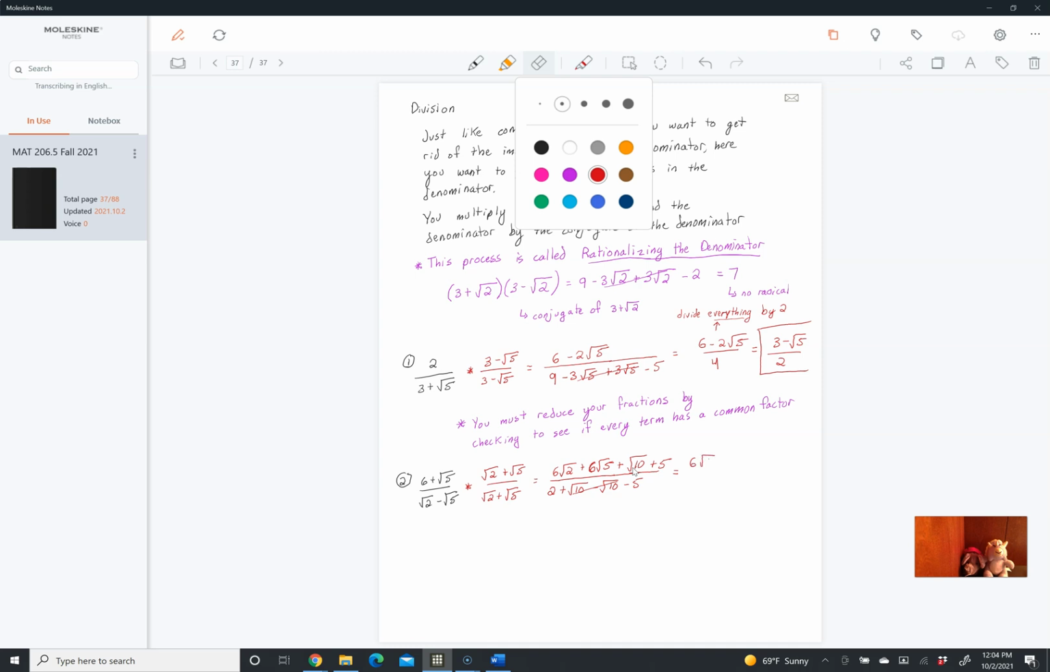It's 6 root 2 plus 6 root 5 plus square root of 10 plus 5 over negative 3, and we can't get any simpler. There are no common factors for all terms either. So this is in simplest form. And let's do one last one.